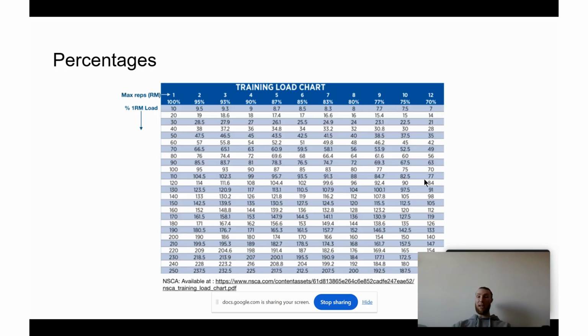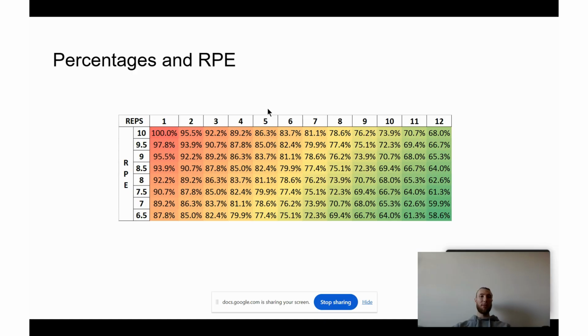You don't have to spend too much time with the stuff down here, although it's helpful. But there's calculators now that help with this. The max rep load is basically like if I did one rep and that was the max reps I could do, that was 100% of my max. If I did two reps and that was the max I could do, that weight was probably 95% of my max. Three reps was probably 93% of my max, right? And so that's how you can view percentages.